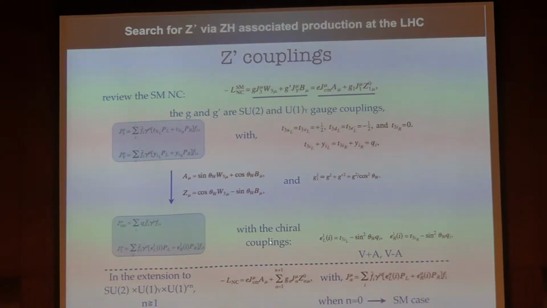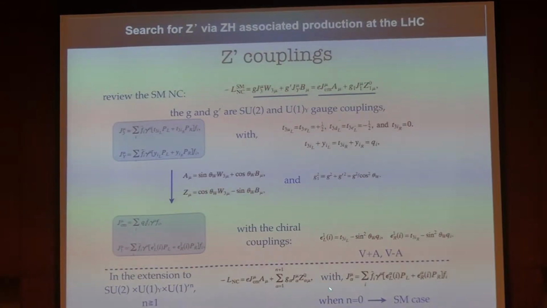If we consider the additional Z prime in the extension of the Standard Model to SU2 times U1Y with additional U1 prime with n greater than 1, the new neutral current Lagrangian can be written in this way, with the g_alpha similar to the Standard Model neutral current. And here, when n is equal to 0, it will reduce to the Standard Model case.